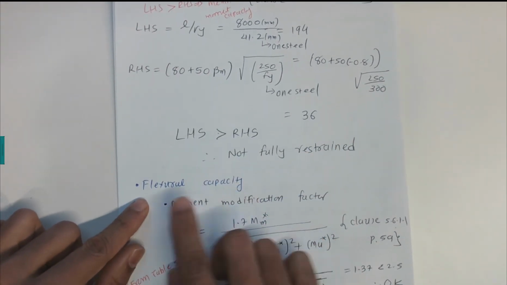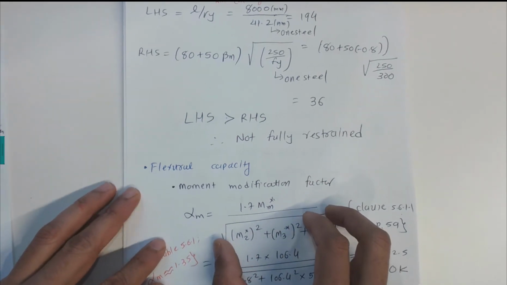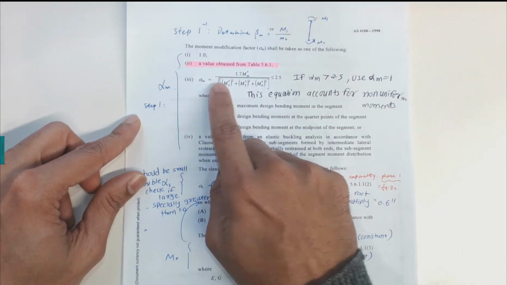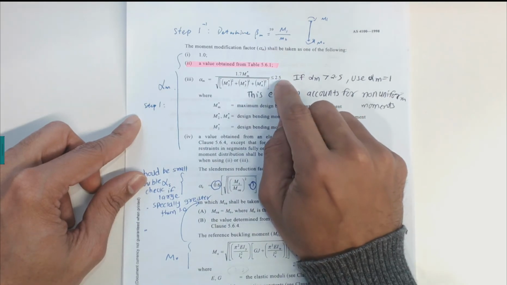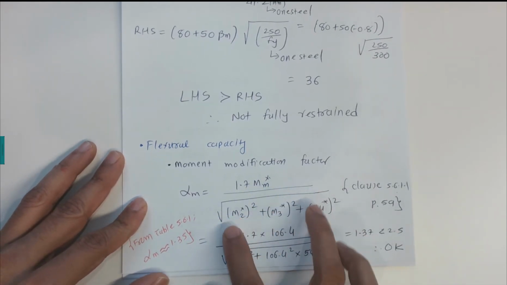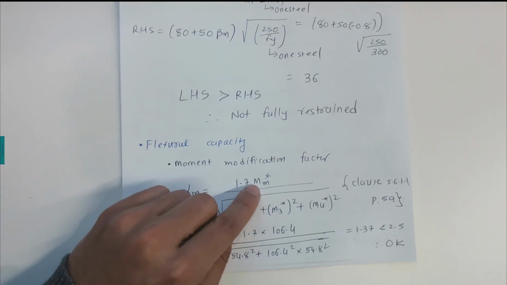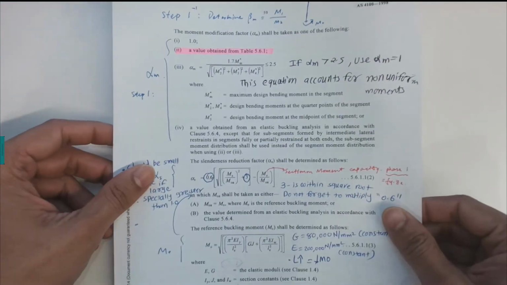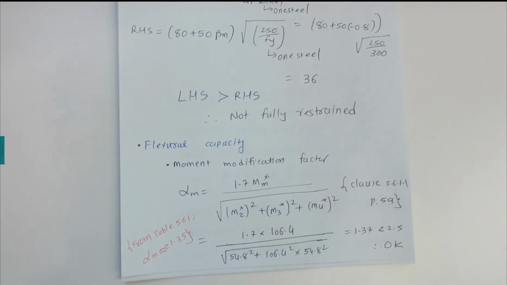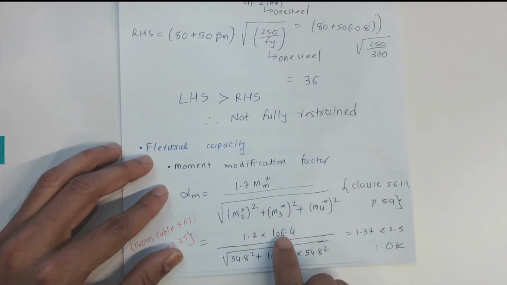So member moment capacity is also flexure capacity. First, the moment modification factor. The alpha m equation is given here. That equation is taken from page number 59, where we have alpha m equal to 1.7 times M star m, and it should be less than 2.5, this big equation that I copied here. Now we need to use the bending moment diagram to extract these four M values. In the bending moment diagram, M star m is the maximum design bending moment in the segment. So the maximum from the bending moment diagram is 106.4.